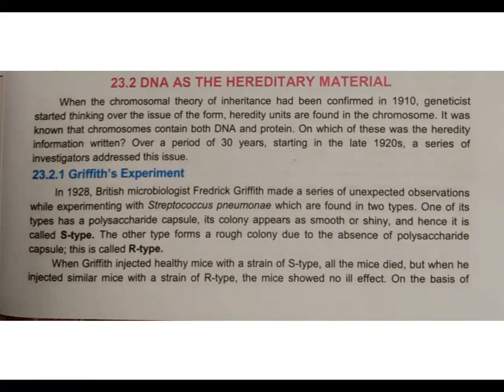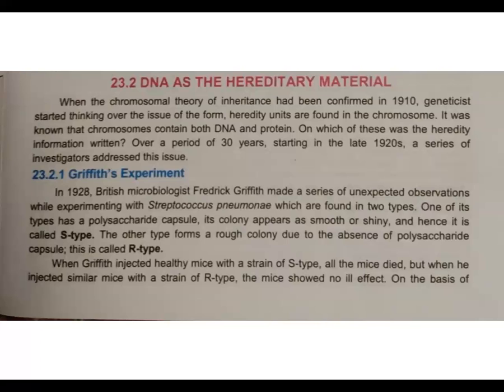Over a period of 30 years, starting in the late 1920s, a series of investigators addressed this issue, which was very important at the time, as there was not much clarity regarding what actually is the substance which determines your hereditary information. The experiment put forward in 1928 by Frederick Griffith is very important because, for the first time, it gave an idea that DNA has something to do with the hereditary information and not protein.